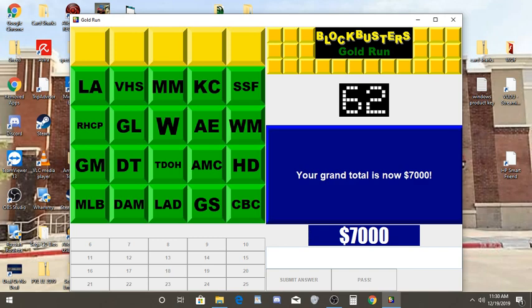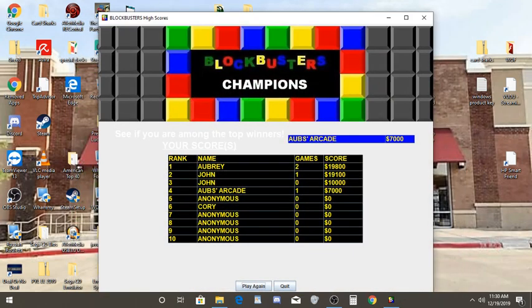And I should also point out that not only in this game of Blockbusters do I get the $7,000, I'm also going to put it in David Downs' memory. So let's go ahead and put $7,000 in David Downs' memorial bank, which currently stands at $1,691,523.